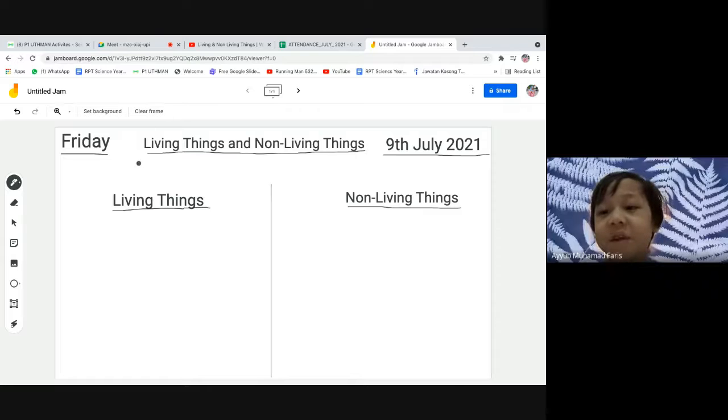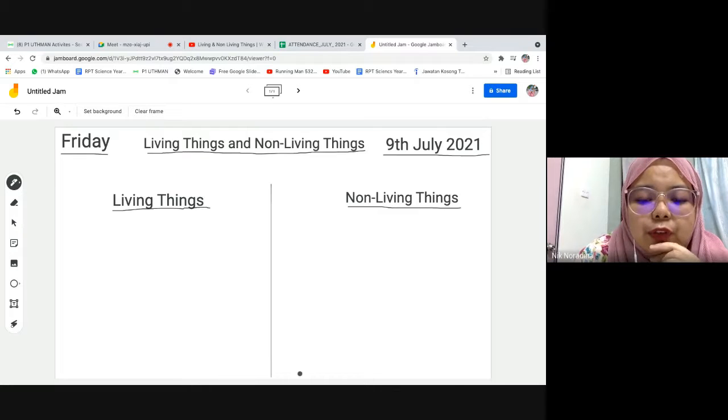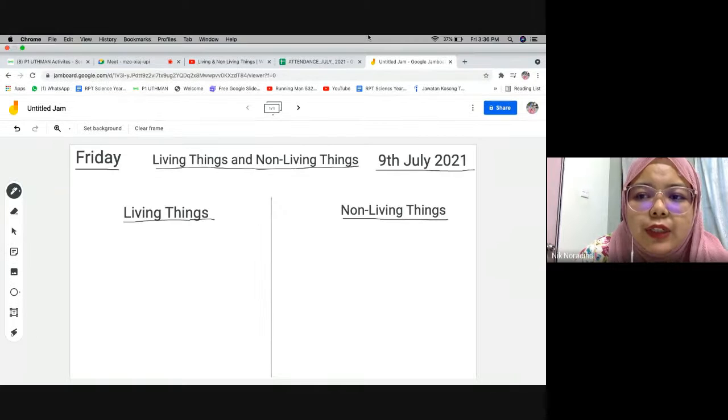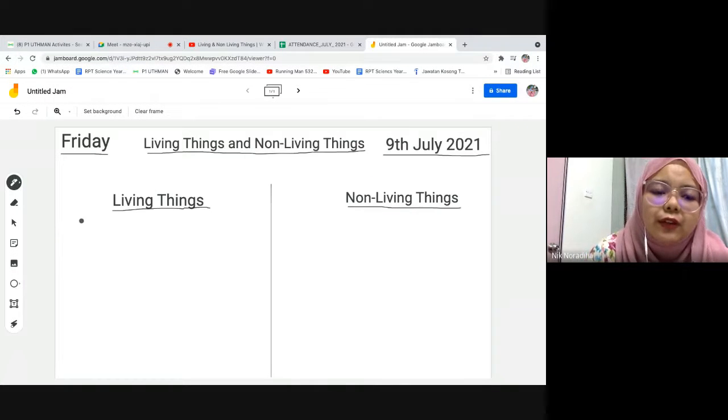Do we have to do the line? Yes, you have to. Divide your book into two. Teacher wants you to list 5 living things that you can find around you and 5 non-living things that you can find around you. You can list now if you know how to spell. You can write right away. Teacher will find living and non-living things around me as well.